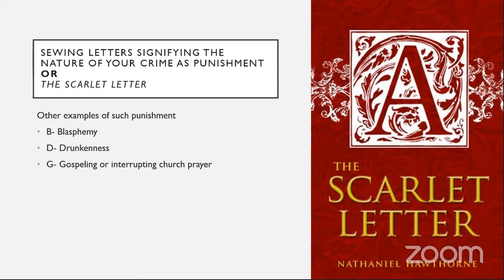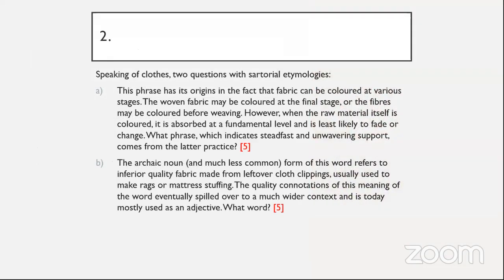So next question to team 2. Speaking of clothes, 2 questions with sartorial etymologies. First one, this phrase has its origins in the fact that fabric can be colored at various stages. The woven fabric may be colored at the final stage, or the fibers may be colored before weaving. However, when the raw material itself is colored, it is absorbed at a fundamental level and is least likely to fade or change. What phrase, which indicates steadfast and unwavering support, comes from the latter practice?